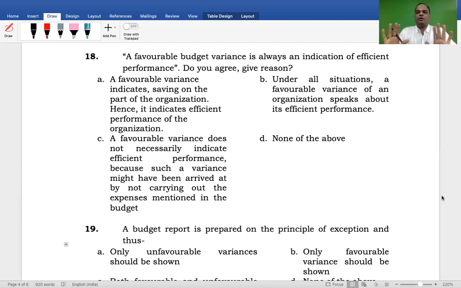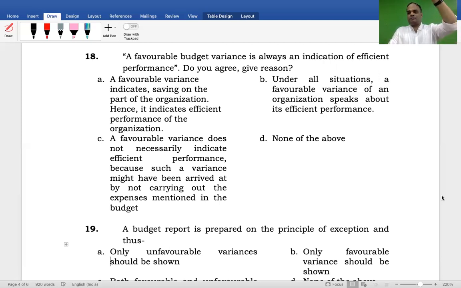What is a favorable budget? You have to give the reason. It indicates savings on the part of the organization, hence it indicates efficient performance. This is correct. Second one, under all situations, favorable variance speaks about efficient performance. This also seems to be correct. D, C: a favorable variance does not necessarily indicate efficient performance, because such a variance might have been arrived at by not carrying out the expenses mentioned in the budget.